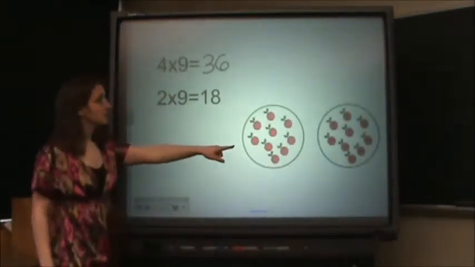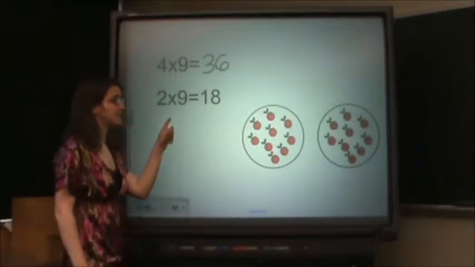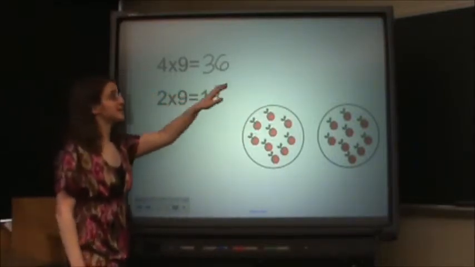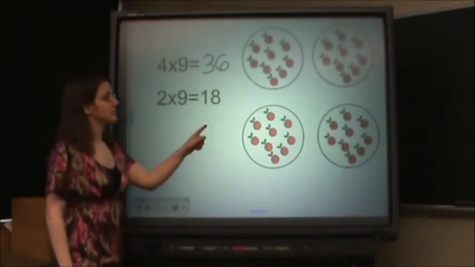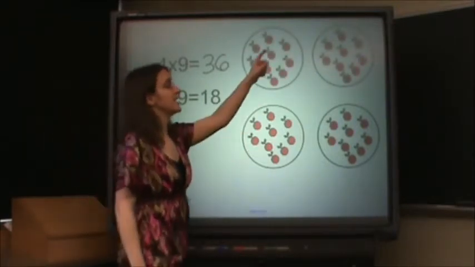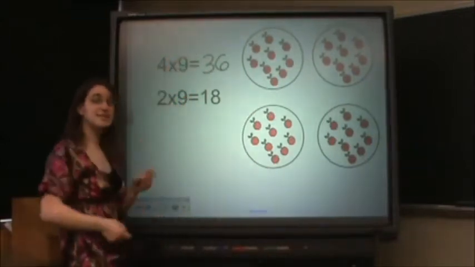And here we have 2 sets of 9. So this is the graphic representation of this. And then I double it to get to 4 sets of 9. So I have 18 here, and I have 18 here. So I doubled this 18 to get to 36.